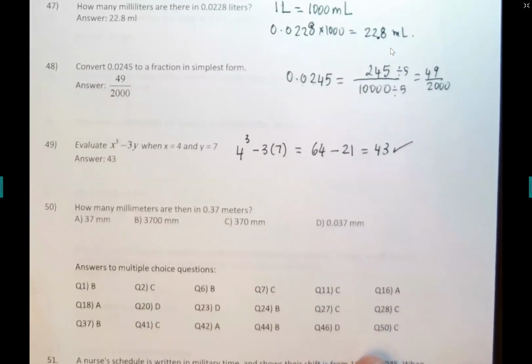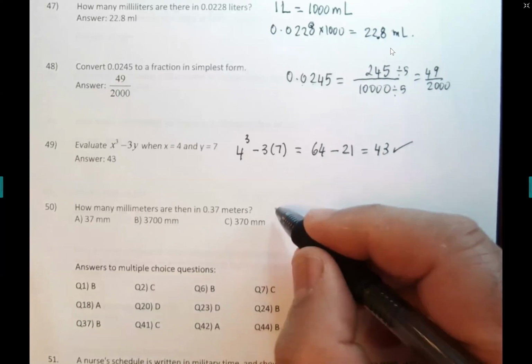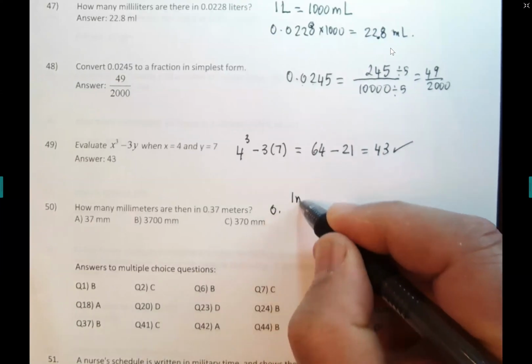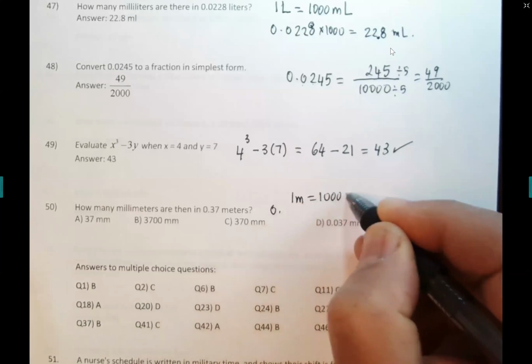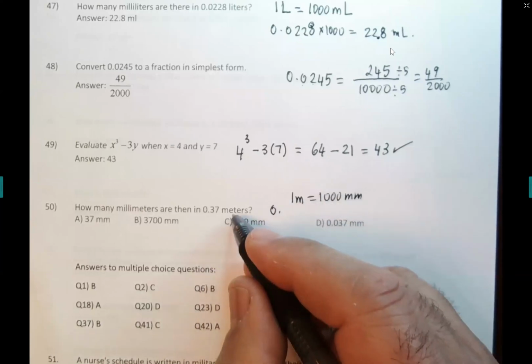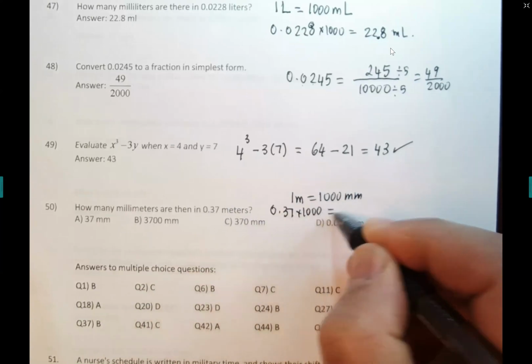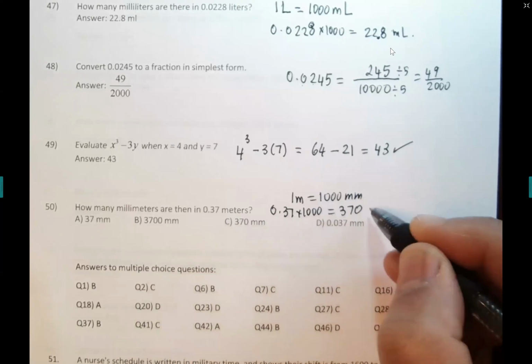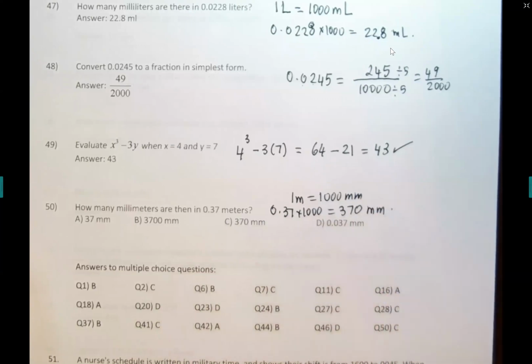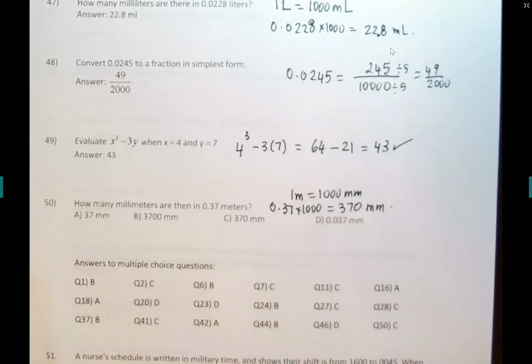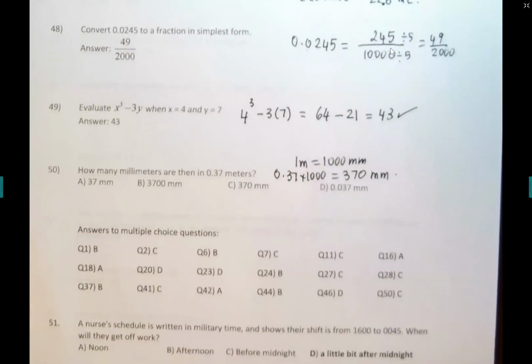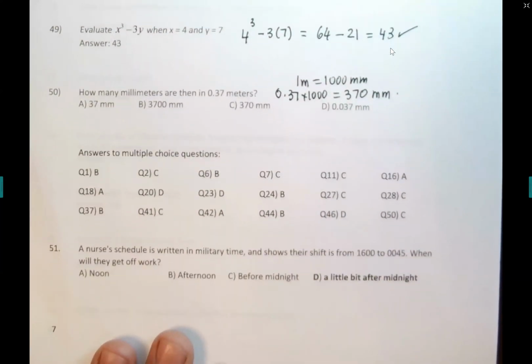50. How many millimeters are there in 0.37 meters? Well, 1 meter is 1,000 millimeter. So to go from meter to millimeter, you multiply times 1,000, which is 370 millimeter. These are the answers to the multiple choice questions. So we're going to continue with 51 now.